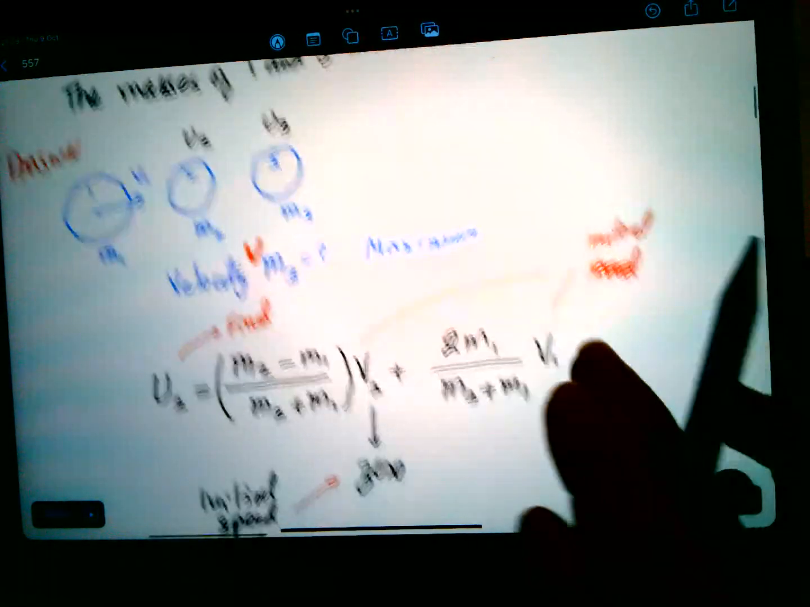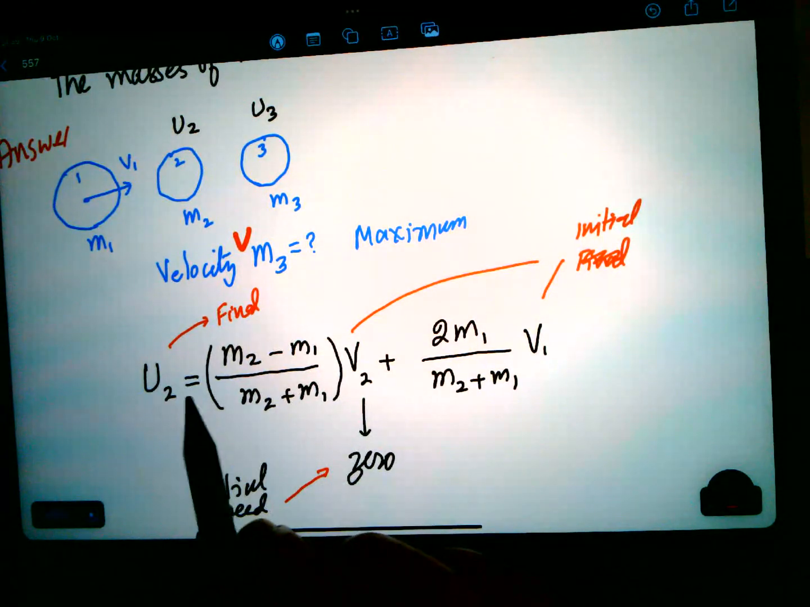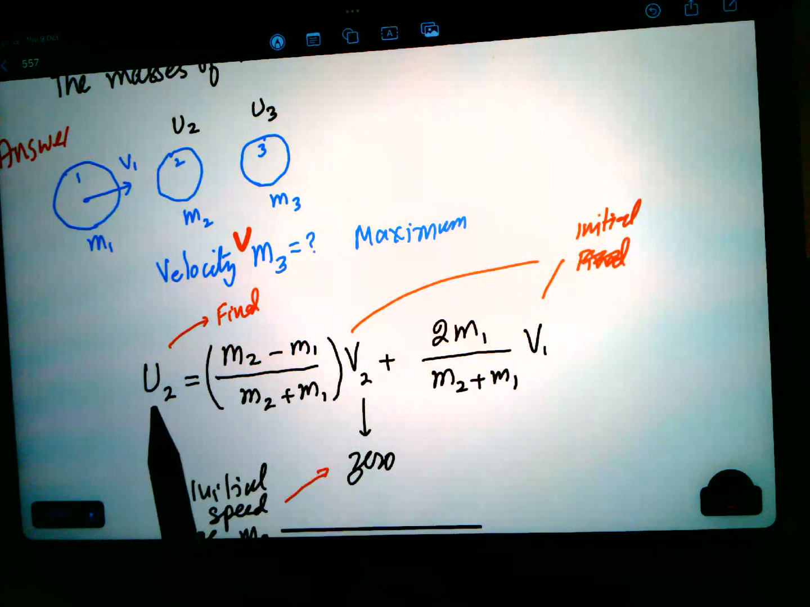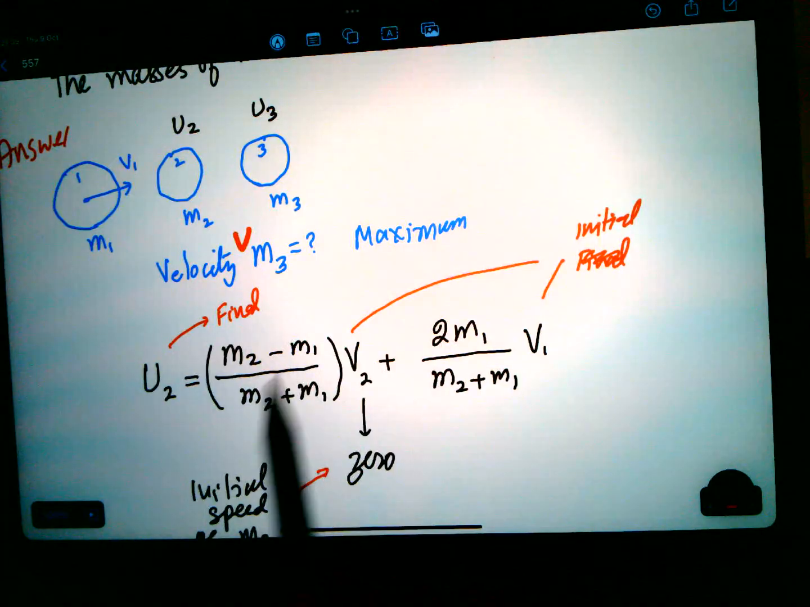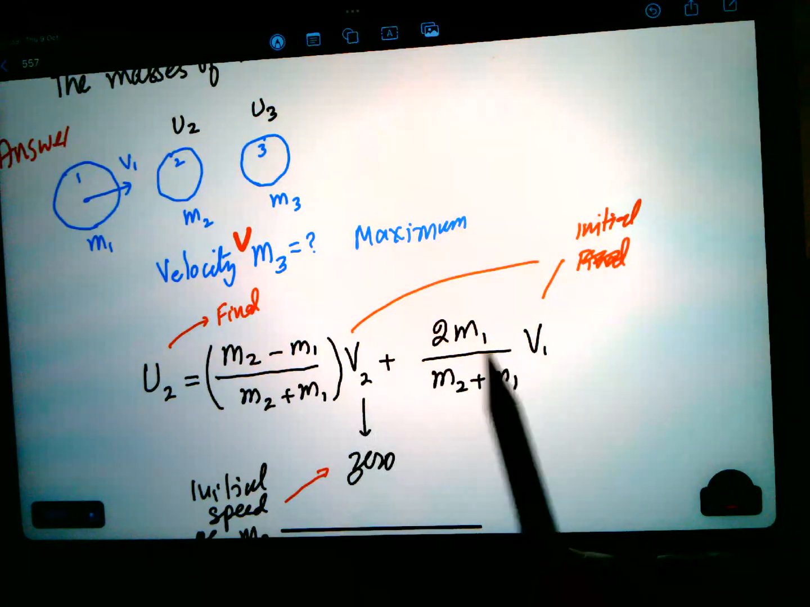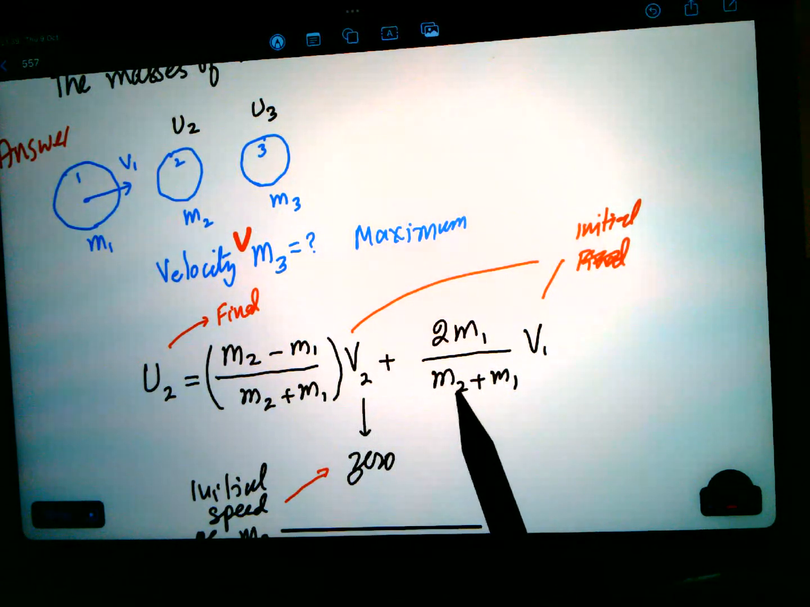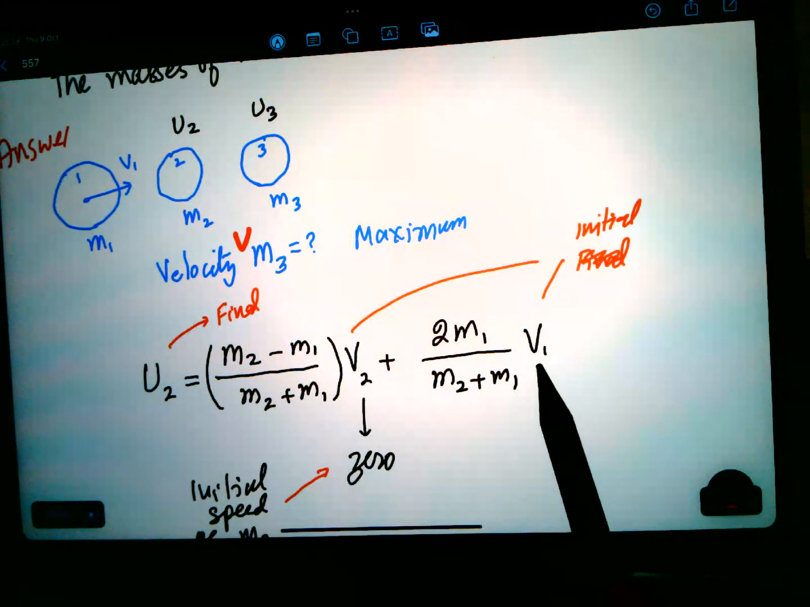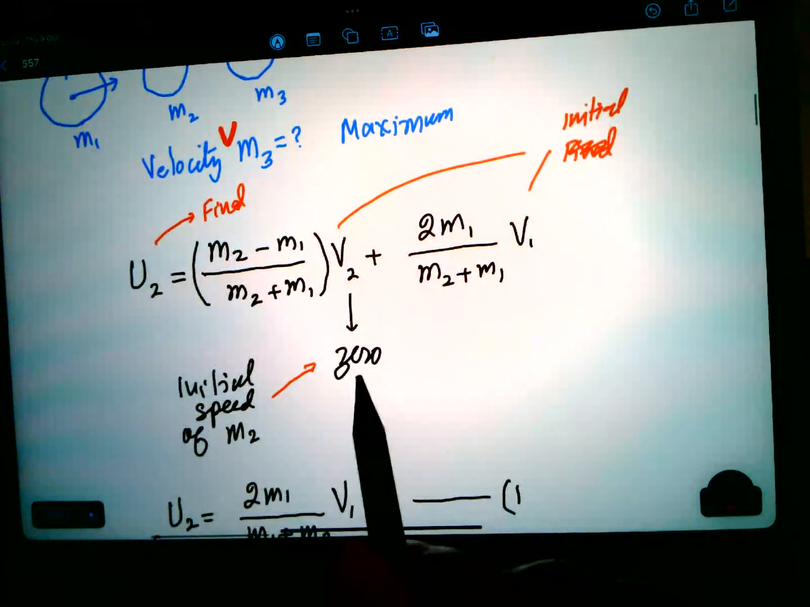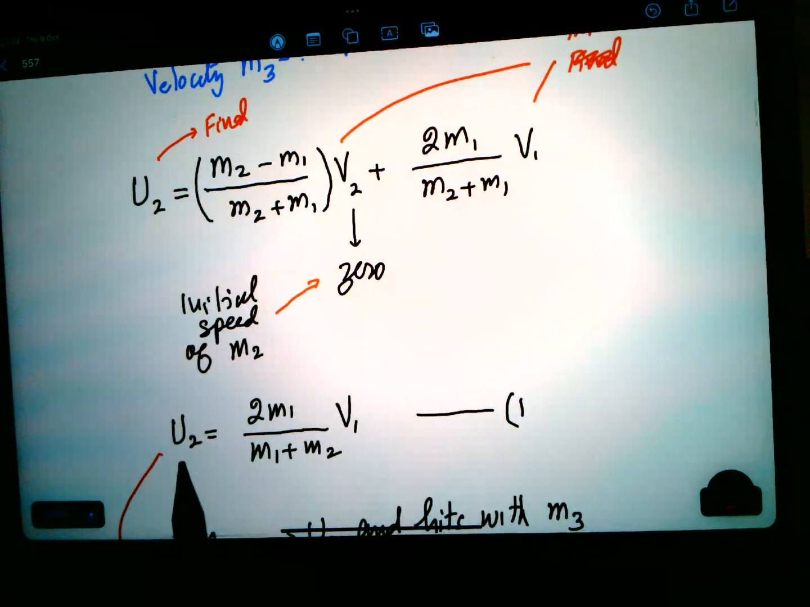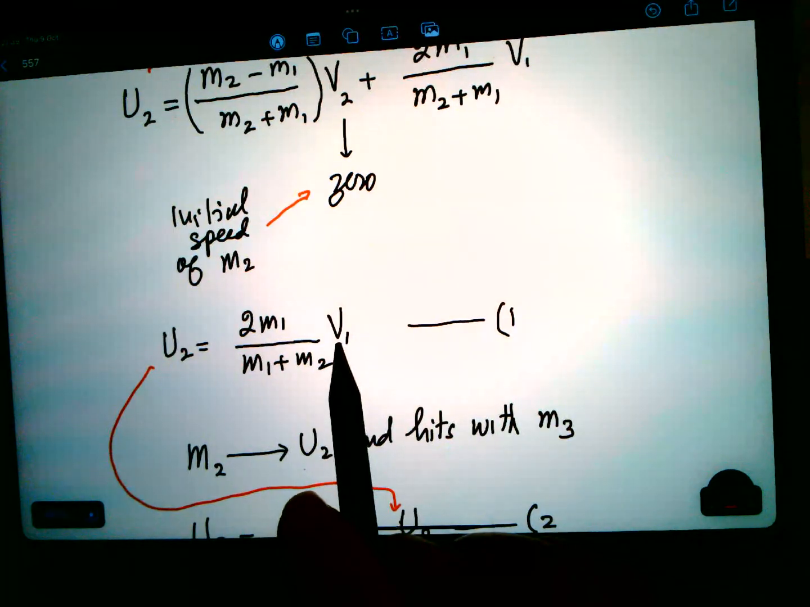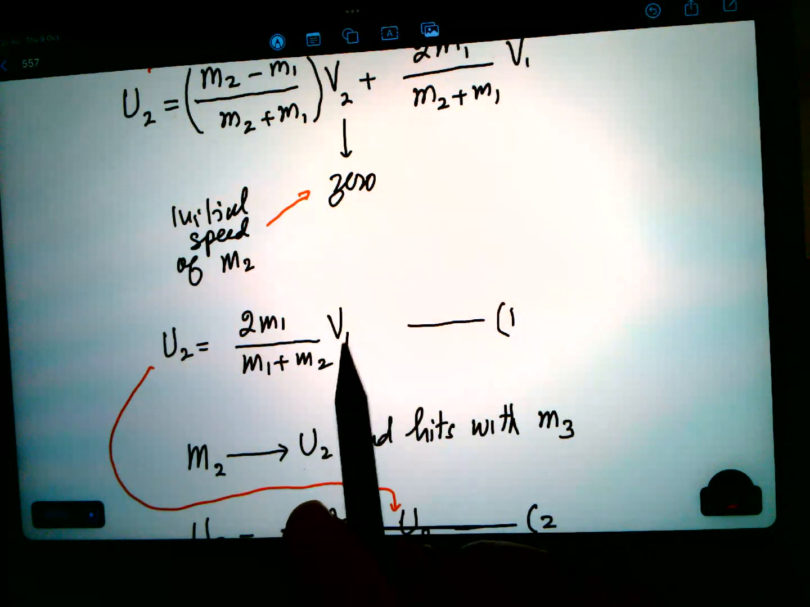If you use the conservation of kinetic energy and conservation of linear momentum for the two-particle system, then u2, the final velocity of the second particle, is the difference divided by the sum times the initial velocity of the second, plus double the first, m1, m2, times the initial velocity of the first. If the second is stationary, with initial velocity 0, then u2 will be 2m1 over (m1 plus m2) times v1.